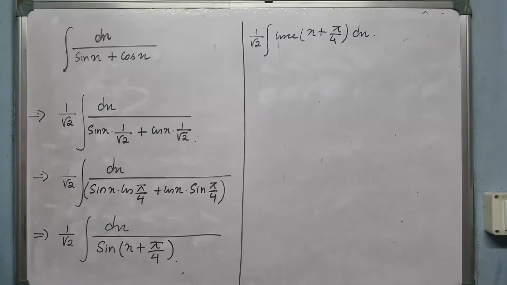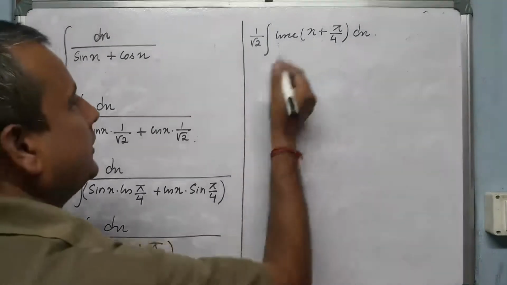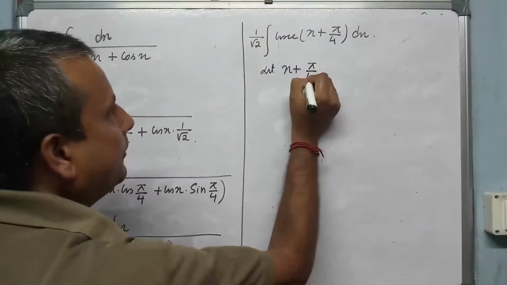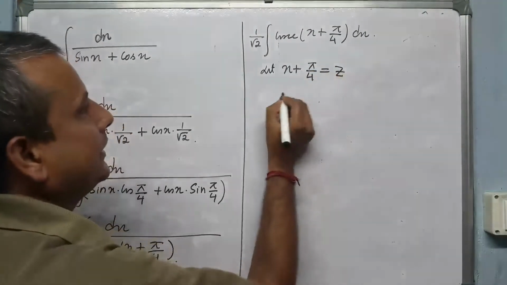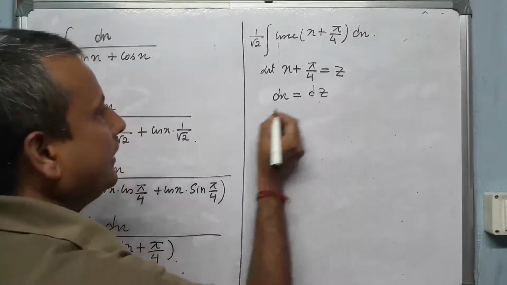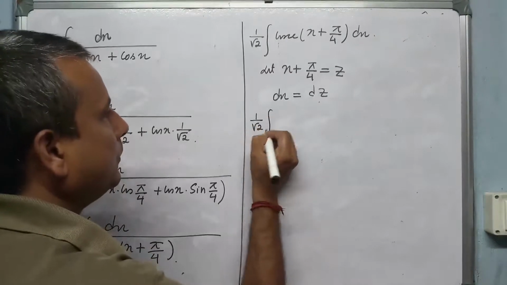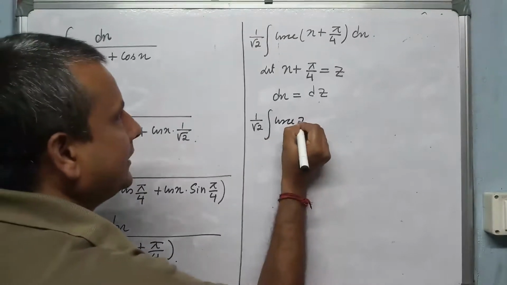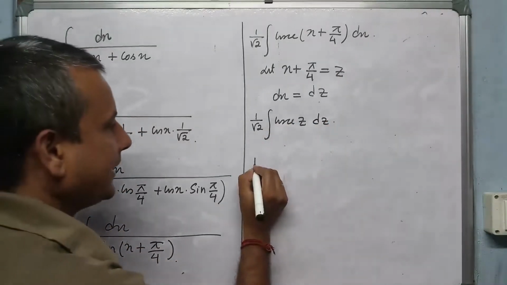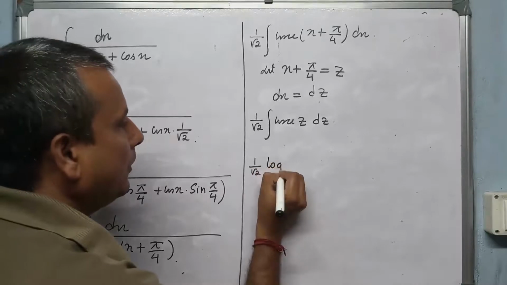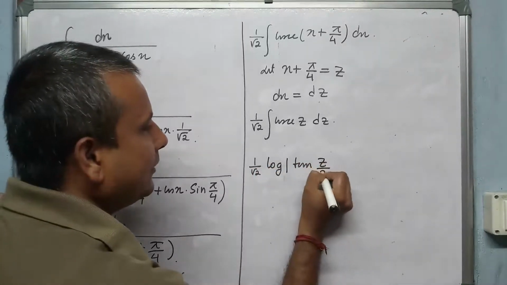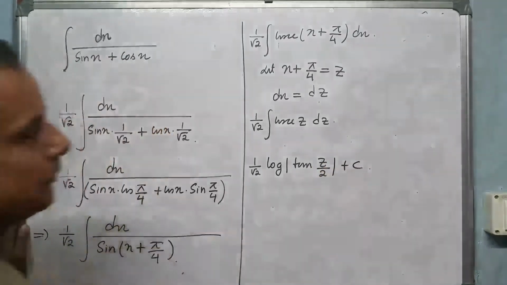Now for the integration, I'll consider a substitution. Let x plus π by 4 equal z. dx is equal to the derivative, π by 4 is 0, so it will be dz. Now it is 1 by root 2 cosec z dz. Now the integration of cosec x is log of tan x by 2 plus c, with z in place of x over here.